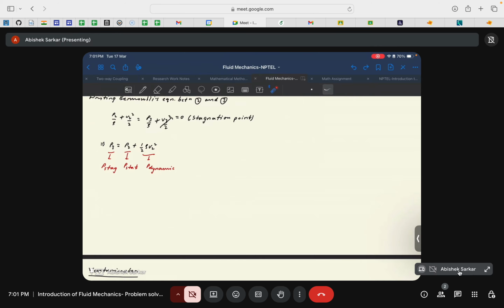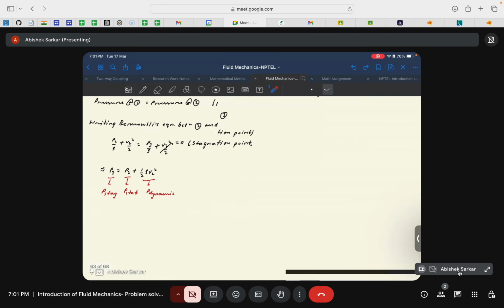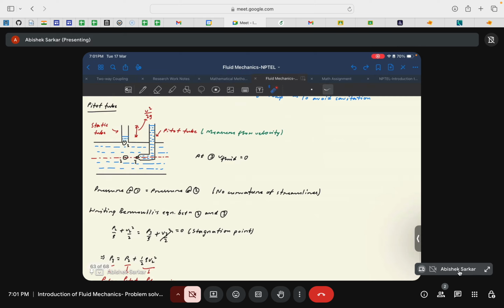So in other words, if you apply a pitot tube, the pressure head shown in the pitot tube basically gives us the sum of the static pressure head plus the dynamic pressure head, which is the stagnation pressure head.